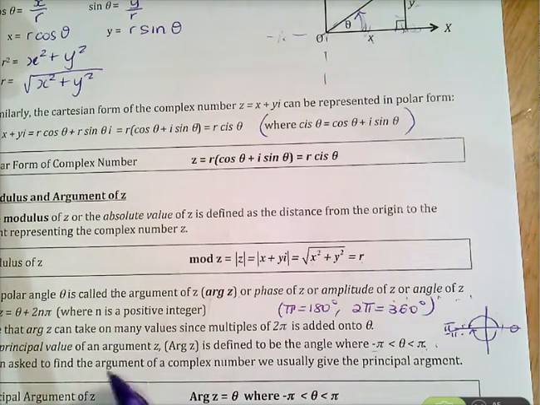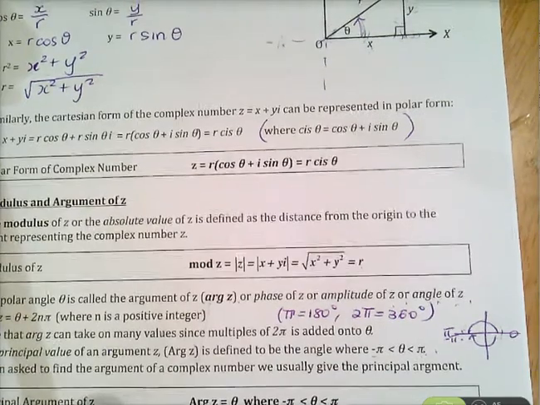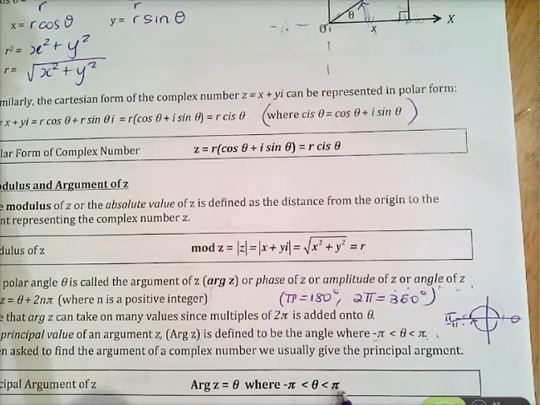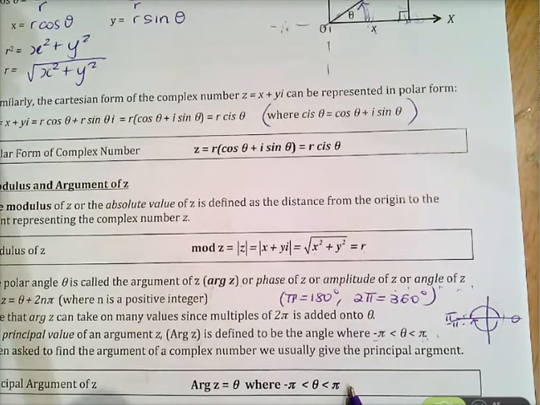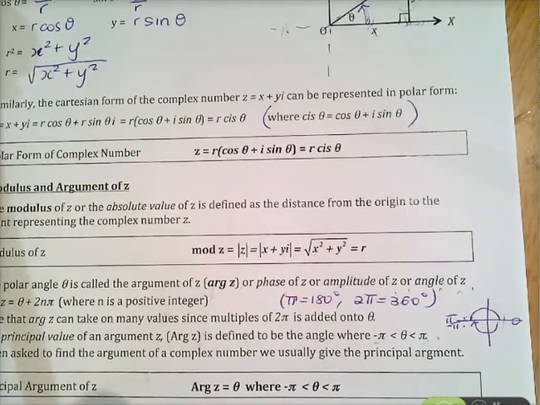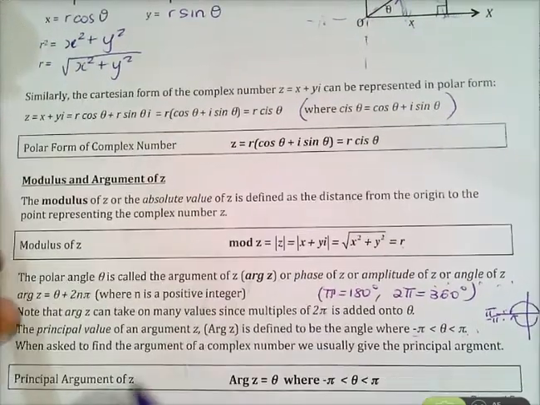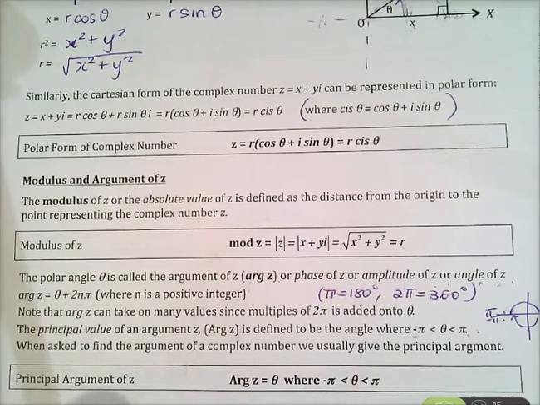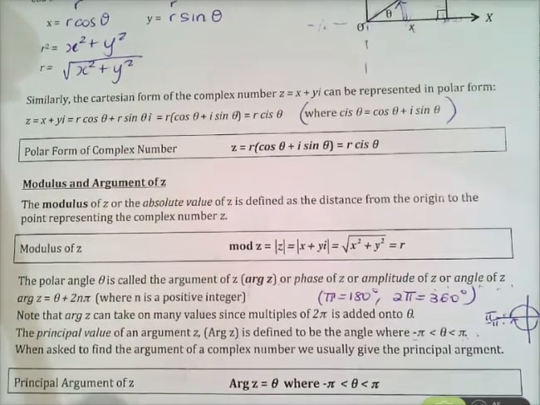Now, when you're asked to find the argument of a complex number, you must give the principal argument. So you can't give an answer of 2 pi or 3 pi on 2, 1.5 pi. It's got to lie between negative pi and pi, or between negative 180 and positive 180. It's really important that you remember this, otherwise you'll end up losing a mark in some question.